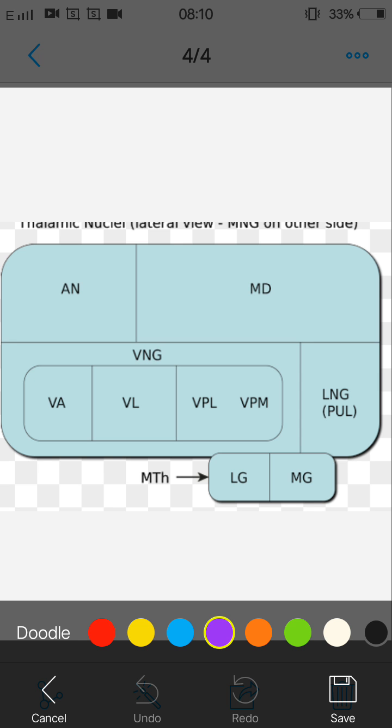Now after that, look, this is called the lamina. This is the one which divides the different nuclei of the thalamus. The nucleus which is coming dorsal to it is called the medial dorsal nucleus, and the nucleus which is coming ventral to it is called the ventral nucleus. There is something called ventro-anterior, ventrolateral, and ventro-posterior nucleus. I'll come to that later.